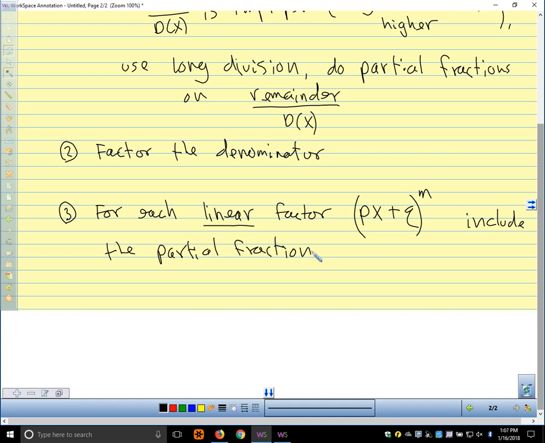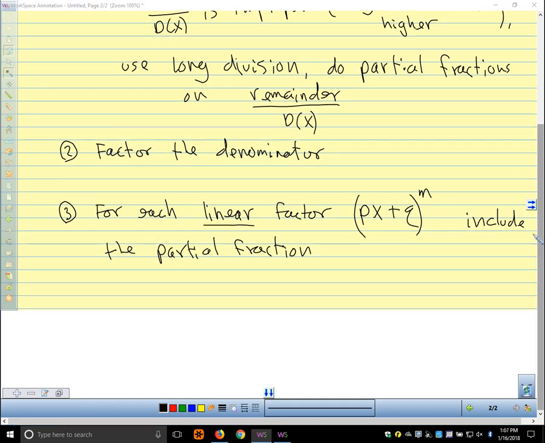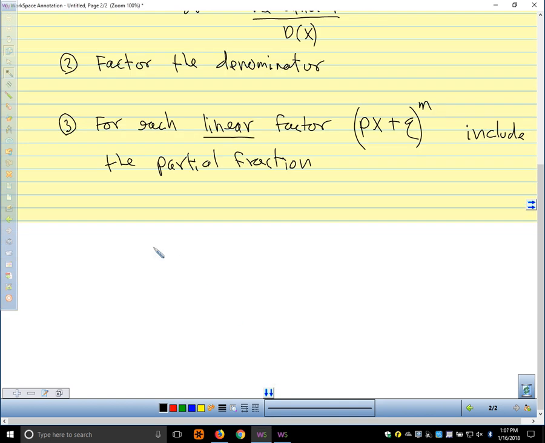Now, what we're going to do is include a partial fraction for each possible power of this thing up to m. So I'm going to say a1 over px plus q. A1 is just a number. Plus a2 over px plus q squared.